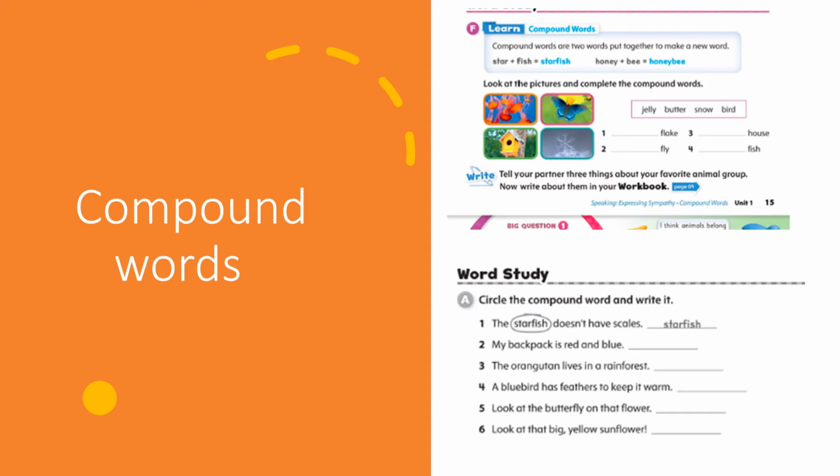Number 5. Look at the butterfly on that flower. Yes, butterfly. So circle the butterfly and write down butterfly in the blank which is given at the end of the sentence. Number 6. Look at that big yellow sunflower. Yes, sunflower is a compound word. Circle the sunflower and write down sunflower in the blank.